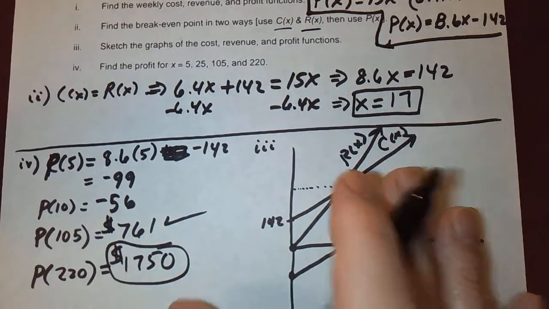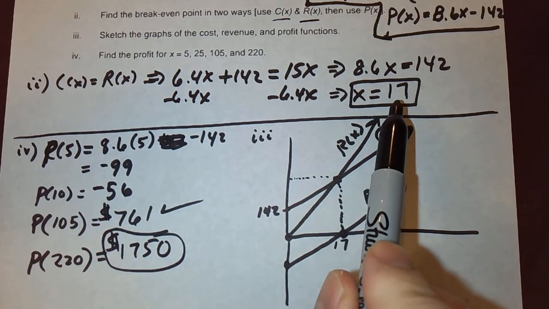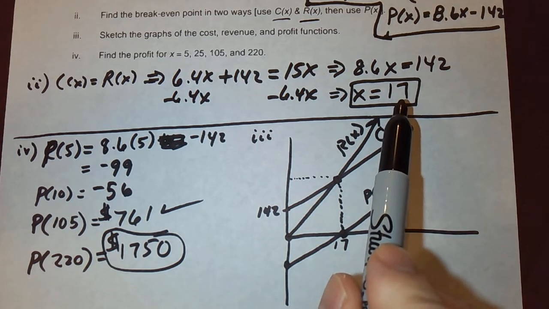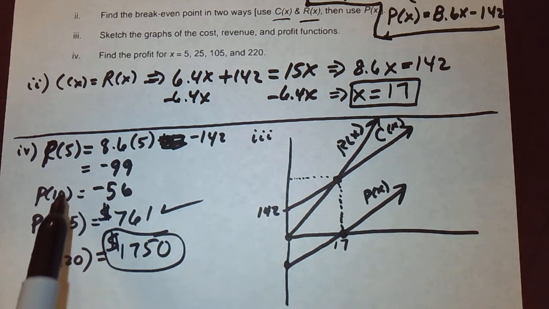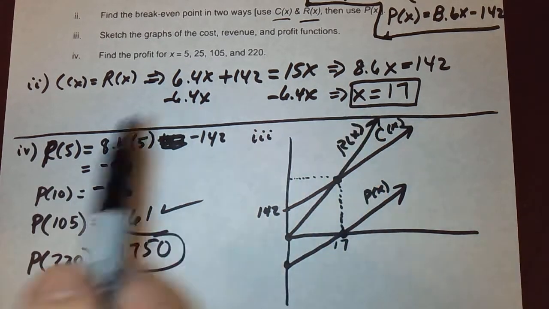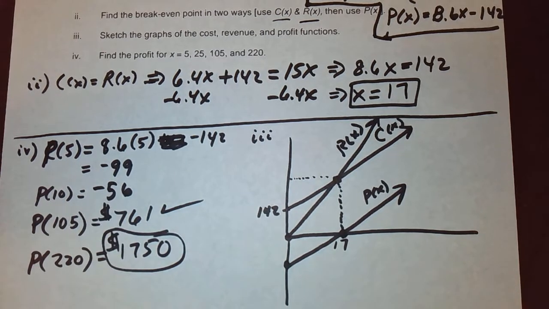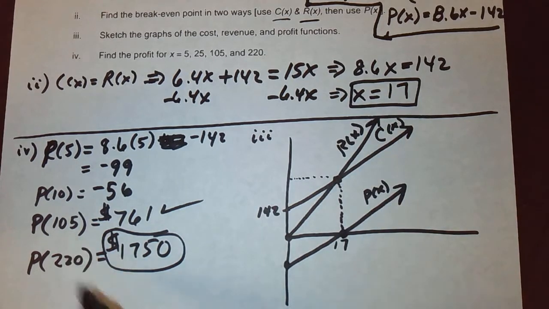So that does go to verify that our break-even point was 17. In this case, if we produced 17 items, the profit would be 0. When you produce fewer than 17, say 5 or 10, you lose money, you have a negative profit. If the numbers are greater than 17, like in these two examples, we get $761 and $1,750, and that's profit.